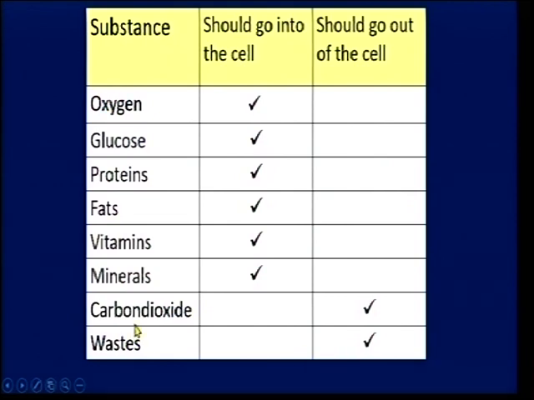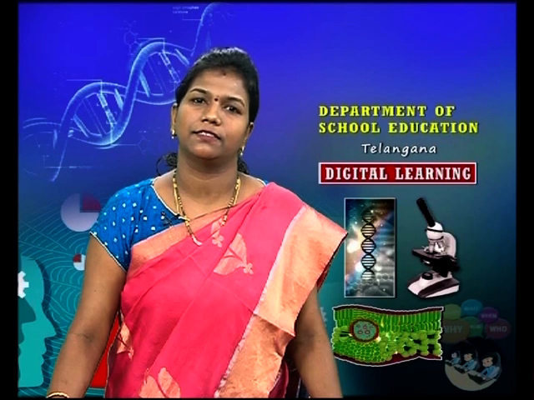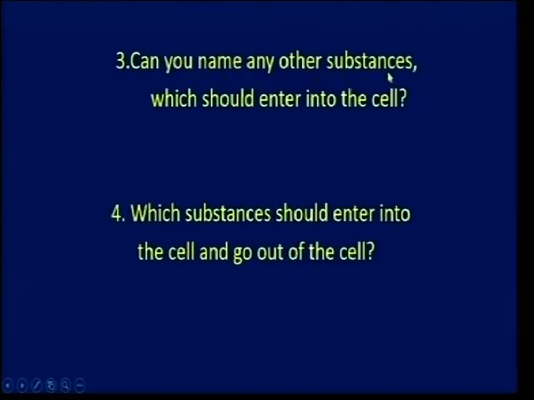Why are waste substances supposed to go out of the cell? Because if the waste remains in the cells, that will become toxic to the cell. So at regular intervals, the waste substances should go out of the cell. Next, can you name any other substances which should enter into the cell and which substances should go out of the cell?